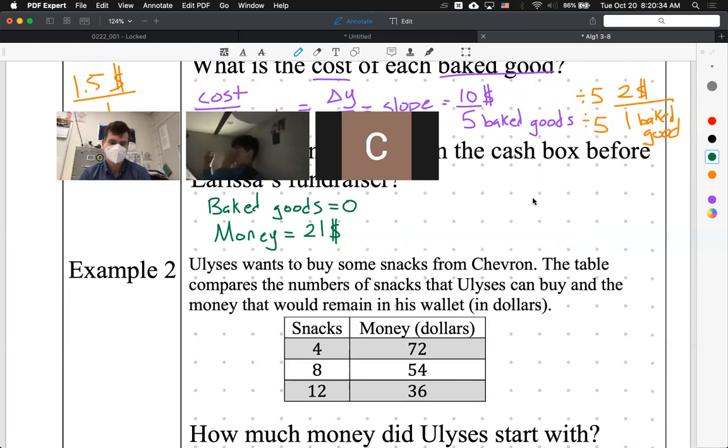Ulysses wants to buy some snacks from Chevron. The table compares the numbers of snacks that Ulysses can buy and the money that will remain in his wallet in dollars.